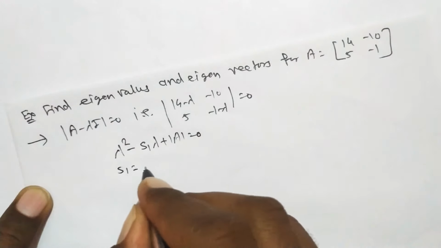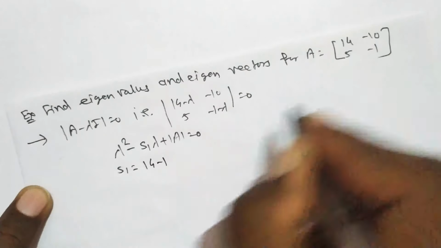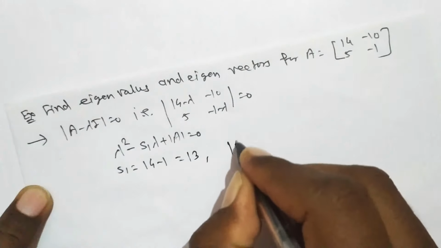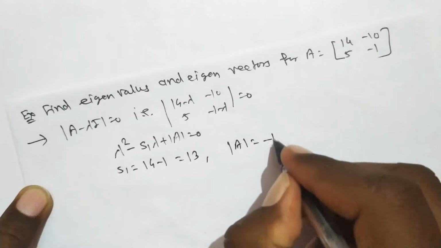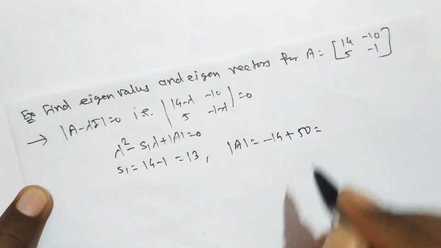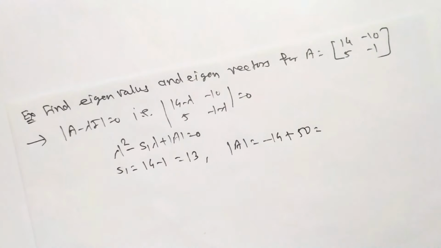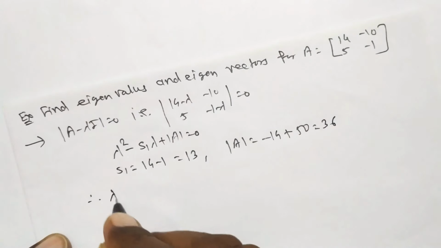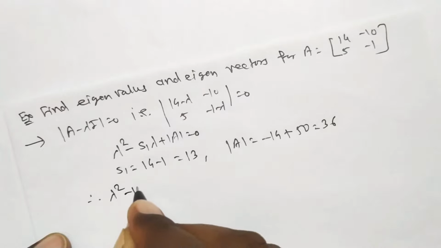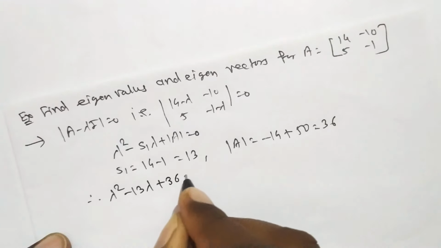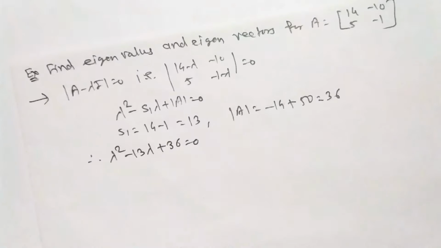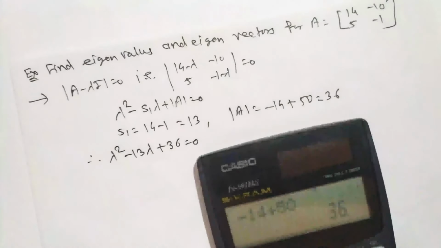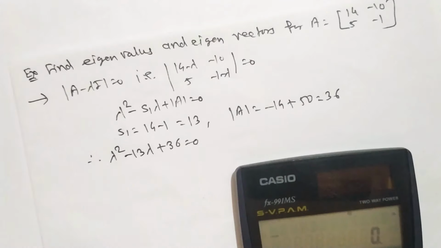What is s1? s1 is the trace of the matrix, that is 14 minus 1, the sum of diagonal elements, equal to 13, and the determinant of the given matrix is minus 14 plus 50. So minus 14 plus 50 is 36. Okay, and therefore the characteristic polynomial of the given matrix is lambda square minus 13 lambda plus 36 equal to 0. Now we have to find the roots of this characteristic polynomial.